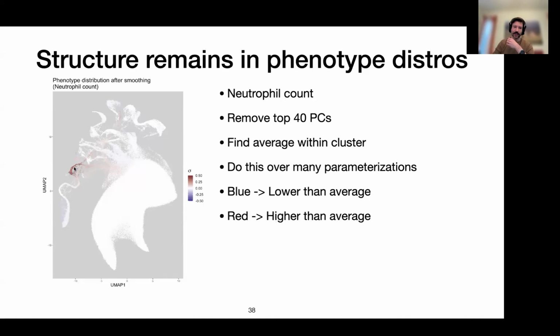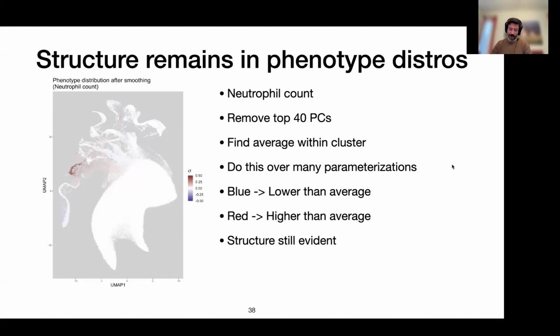And you can see that some populations here still have a higher than zero average for neutrophil count, and then some have sort of a lower one. But the key takeaway from this figure is that you've removed the top 40 principal components, but there's still evidence of population structure. Whether that's meaningful and what to do with it is a different question, but it's still there.